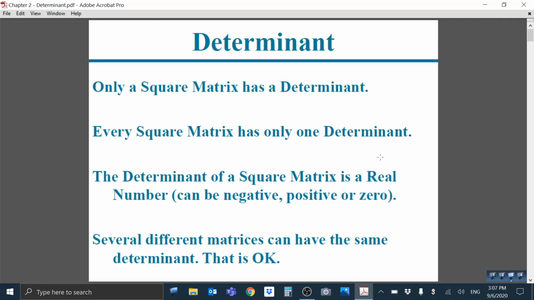Determinant of a square matrix is a real number. So it's a number. It's not a matrix, it is a number. It can obviously be negative, positive, or zero, and we need to be mindful of that.